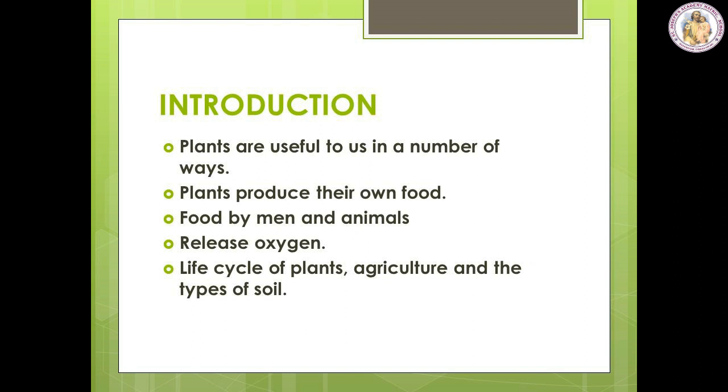Some plants grow in our surroundings naturally and some are grown by us. We need to know about plants which are useful to us in many ways. Let us study in this lesson about the life cycle of plants, agriculture and the types of soil.